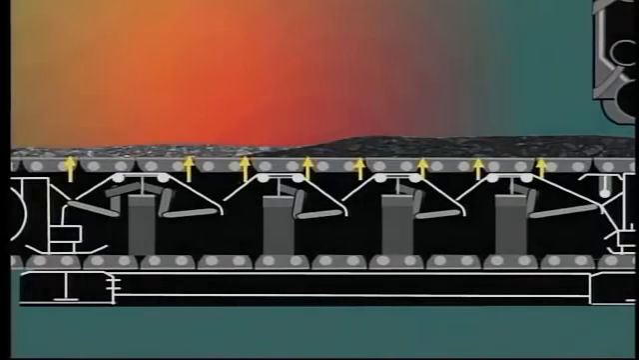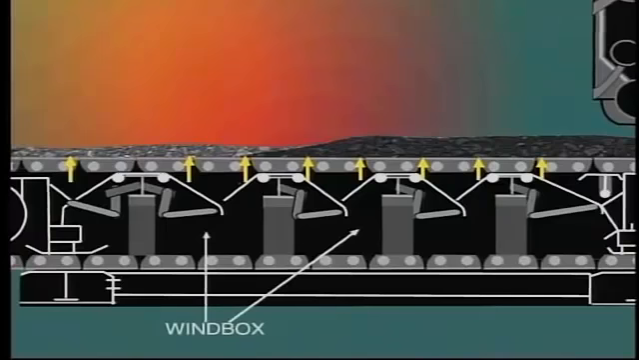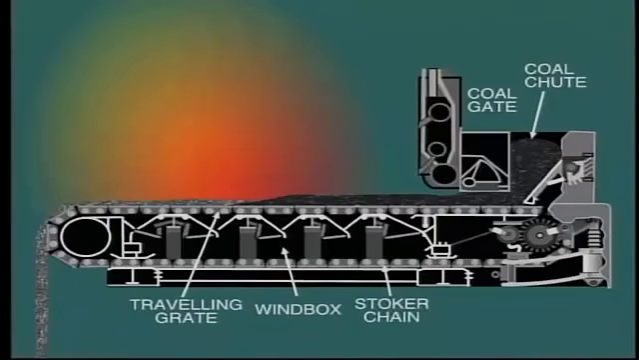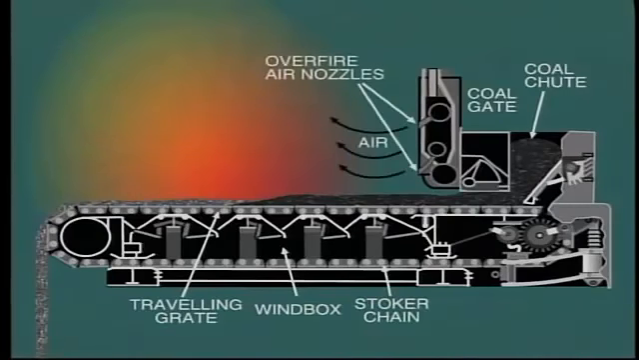Forced air for combustion is fed up through the grate. The wind box beneath the grate is compartmentalized with individual damper controls, so that the distribution of air may be biased towards the front or back end as required. Generally, secondary air or over-fire air is admitted into the furnace at a higher level to complete combustion.